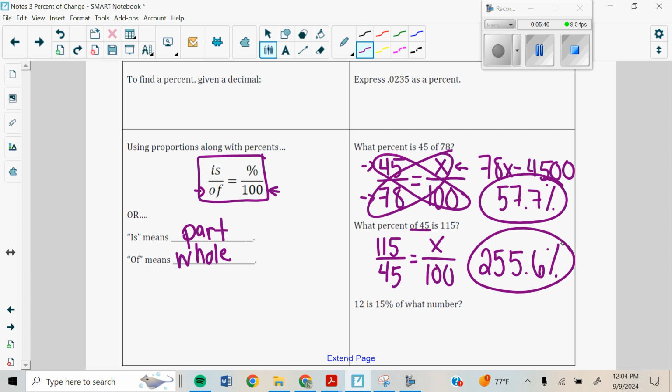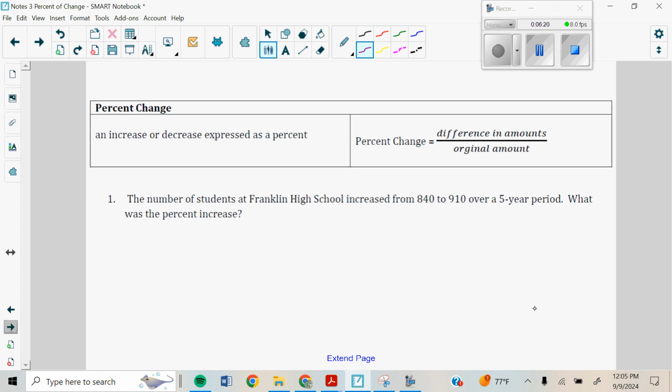All right, 12 is 15% of what number? Here we are given our percentage. 100 is always in the bottom of that right side. Then it says 12 is, so that means 12 is my part. And it says of what number, so we don't know what our whole is. Go ahead and cross multiply here. So 12 times 100, divided by 15, and we find that to be 80. It is not a percentage. 15 was our percentage.